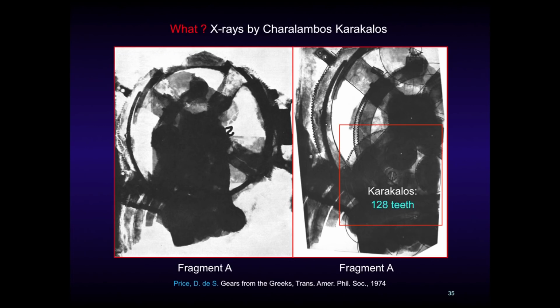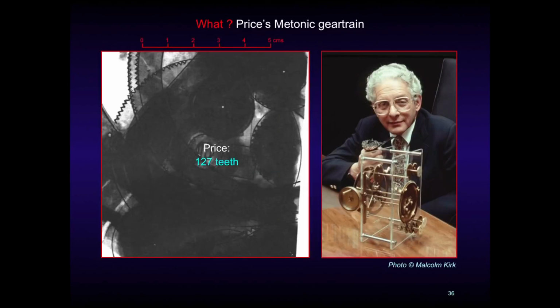Let me give you one example here. The Karakalos family said that this gear, that's the gear that nearly fills that square, you can see the teeth in the top left corner there, they estimated that this gear had 128 teeth. Now, by this time, Price started to argue with the Karakalos family, much to their irritation, about their tooth counts. Price said he thought that this gear had 127 teeth. Apparently, they were very irritated. They thought they'd done the scientific thing and that Price was massaging their figures.